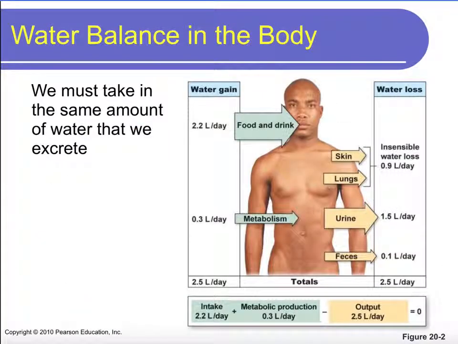So water balance in the body, we have to take in the same amount as we lose, and that's the whole idea of mass balance. So we bring in water through the foods that we eat and the fluids that we drink. And don't forget, we also produce water through metabolism. So remember, at the end of the electron transport chain, that low energy electron, oxygen binds to it, and with hydrogen ions creates water. So we actually produce water, and we have different ways to lose water. So through our skin and our lungs, feces, but really primarily through urine.